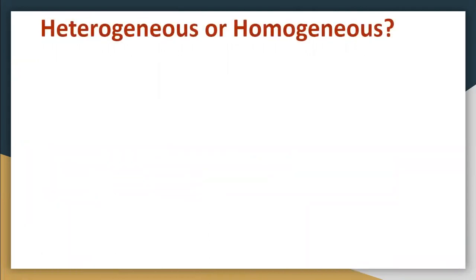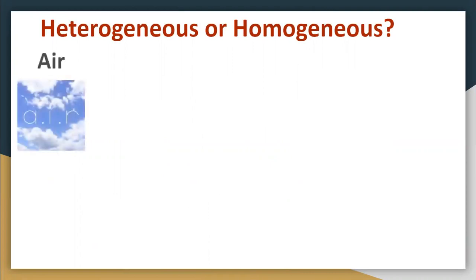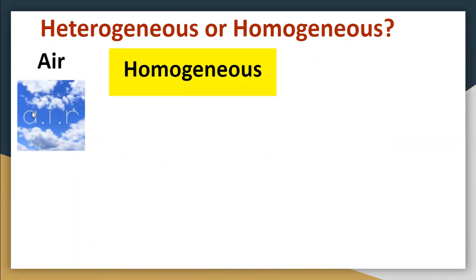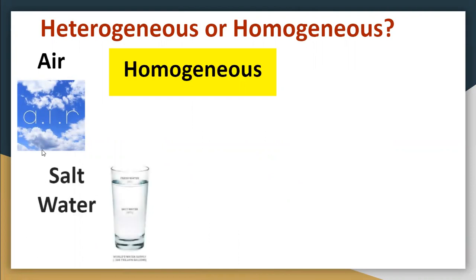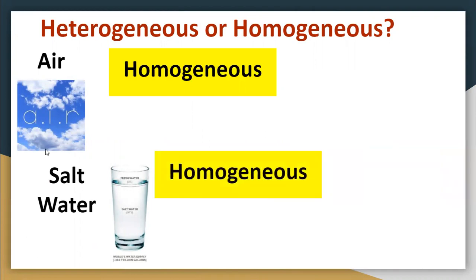So you tell me, heterogeneous or homogeneous? Air, what do you think? It is homogeneous, yes, because you can't separate out the parts too easily. Salt water, what do you think? Heterogeneous or homogeneous? Yeah, homogeneous. It's not too easy to separate out the salt from the water.